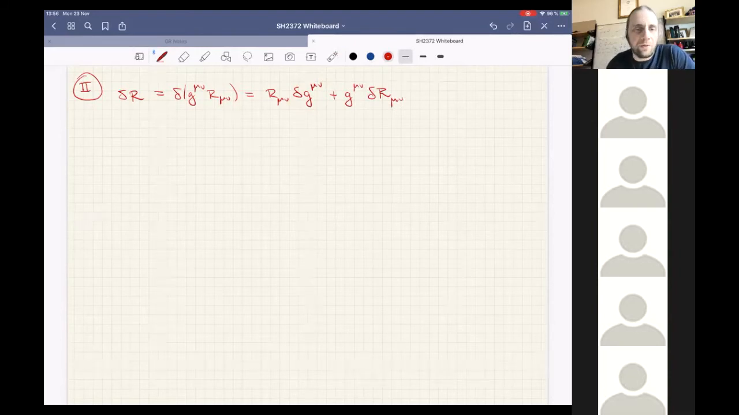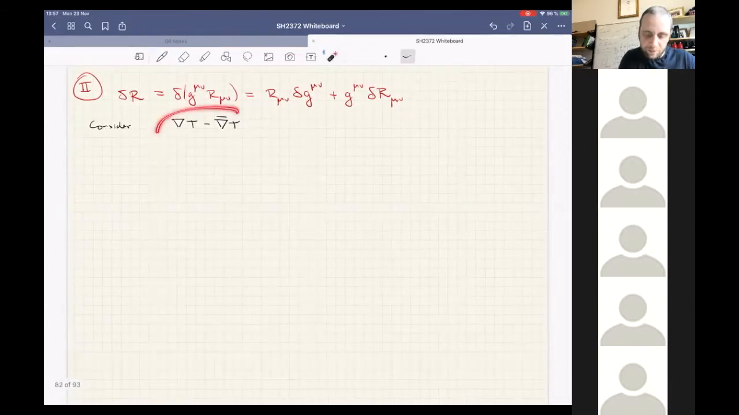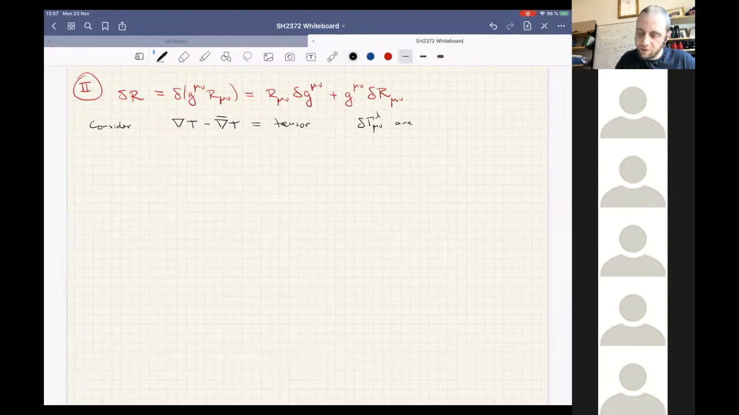Now, I don't really have time to go through the exact computation here either, unfortunately, but it is already in the lecture notes. The basic thing is to consider that if you have the Levi-Civita connections of two different metrics, then the variation of this expression is going to be a tensor. That's the basic idea behind this. So that means that the variations of the Christoffel symbols are going to be the components of a tensor.